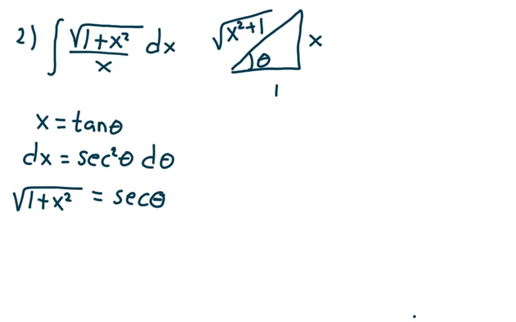Suppose I had the integral of the square root of 1 plus x squared over x dx. So I drew a right triangle with angle theta, right? My 90-degree angle is here. The side opposite to angle theta is x. The side adjacent to angle theta is 1. And then the hypotenuse is the square root of x squared plus 1. So x is tangent theta, dx is secant squared theta d theta. And then the square root of 1 plus x squared is secant theta.